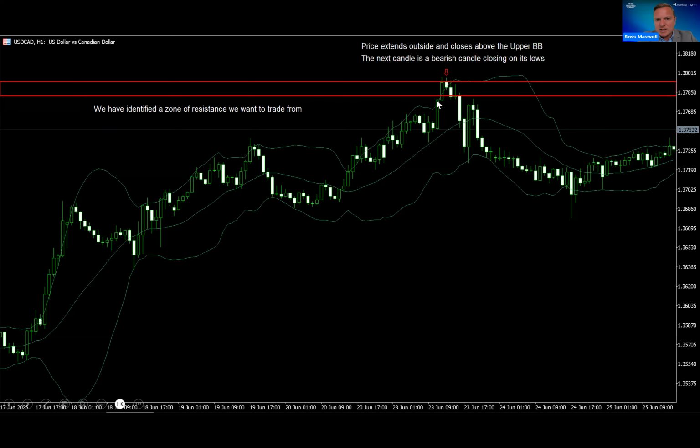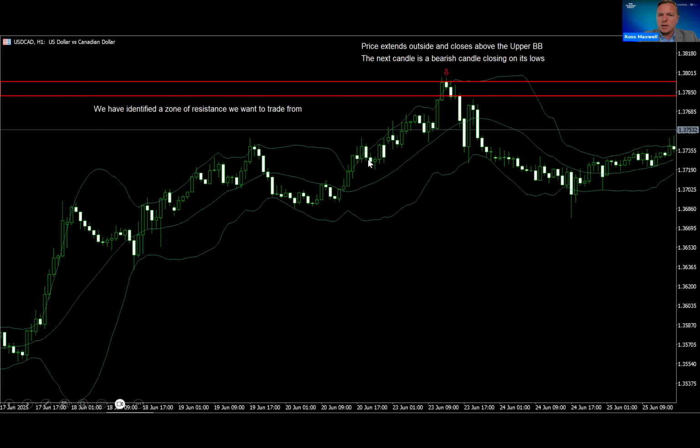So price extends. You can see price extends outside the Bollinger Band here first. Now, this is quite an important thing to identify. So you can see here, price comes up over here. Price extends outside the Bollinger Band. Price continues further, sets up a bearish candle, doesn't break below, moves higher. Then we get our bearish candle. Like a lot of people, if they trade this strategy on their own, they get in here and they take a losing trade because they take a break of that candle.